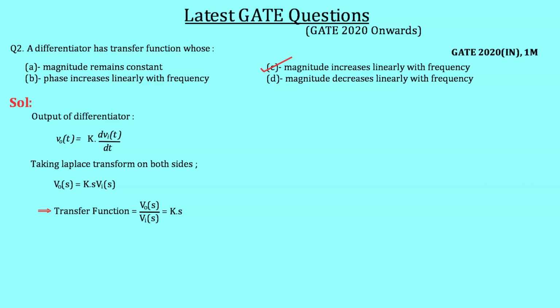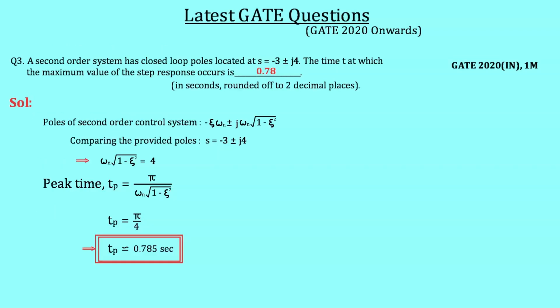All these filters are particularly used for sinusoidal signals only. So here you have to assume sinusoidal input signals while answering the question. In the transfer function, we have to ignore the damping factor, and afterward you can see that the magnitude increases linearly with frequency. Now let's come to the next question.